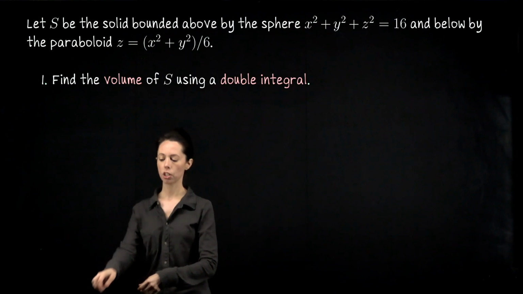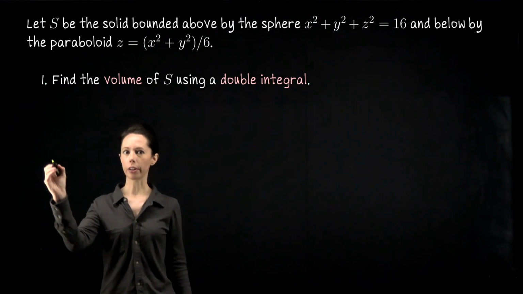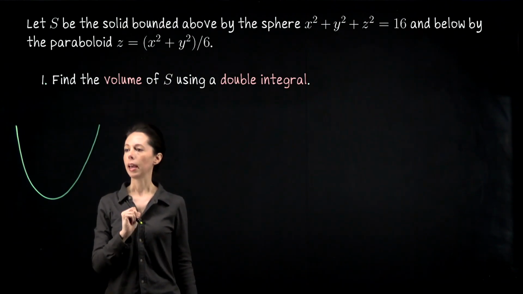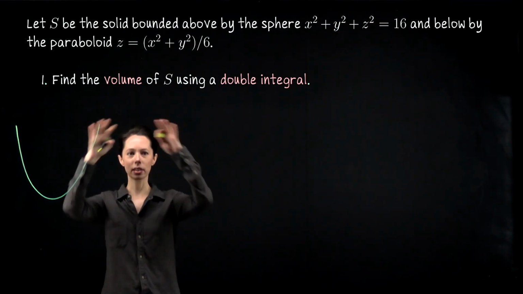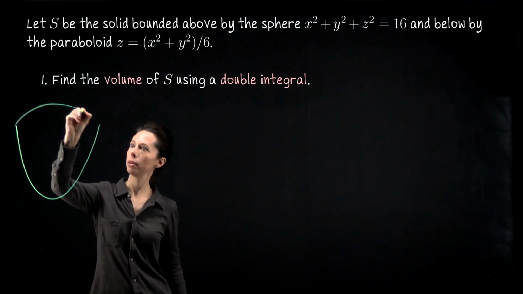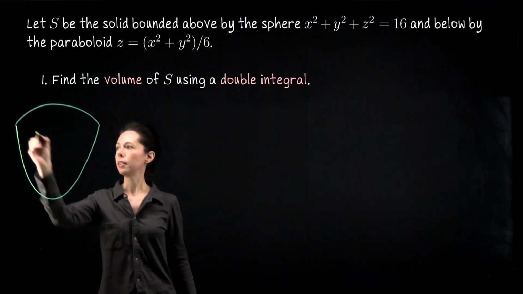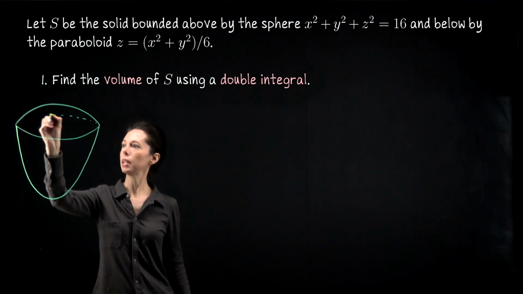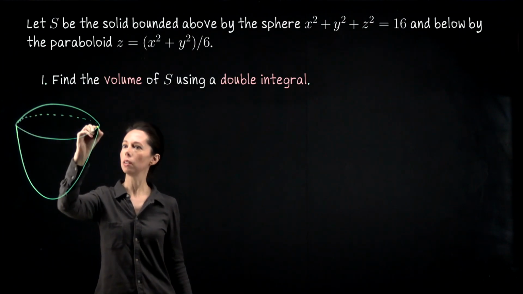So let's sketch, how about the paraboloid first? So we have some paraboloid opening upwards, and then it's going to meet the sphere, which is coming downwards. So I'm going to give it like a spherical cap, like this. These two objects in three-dimensional space meet in what will be a circle.